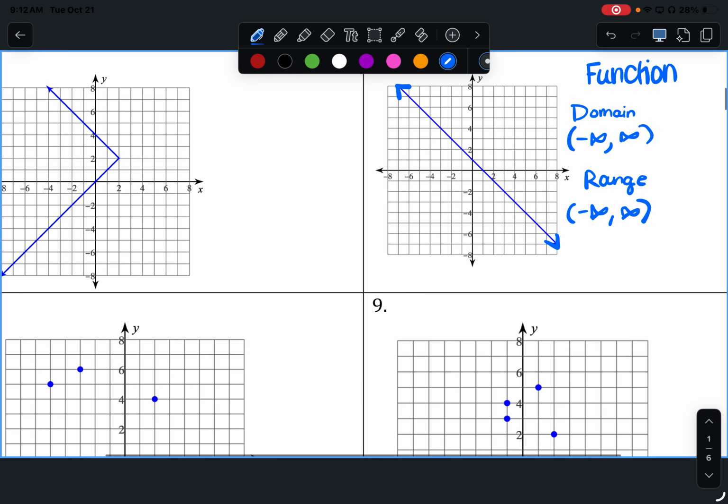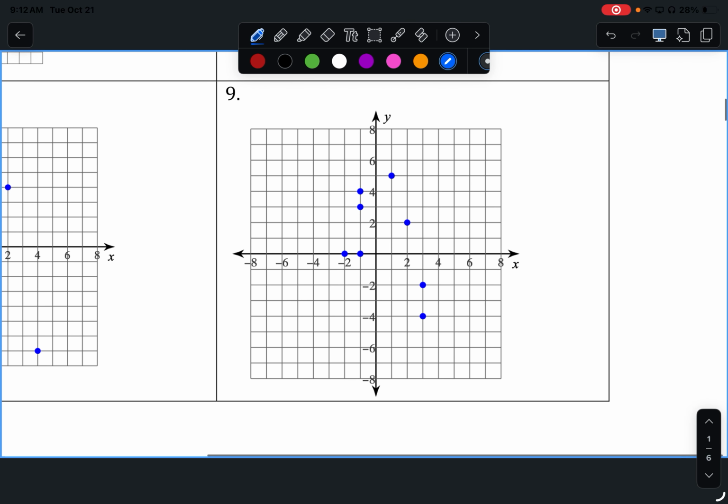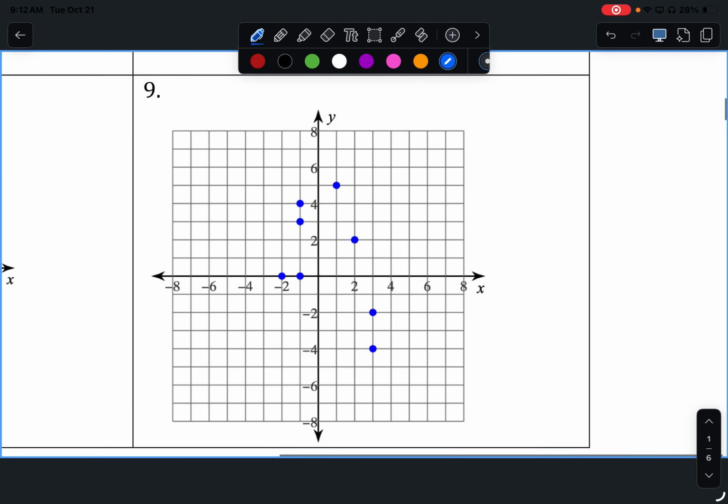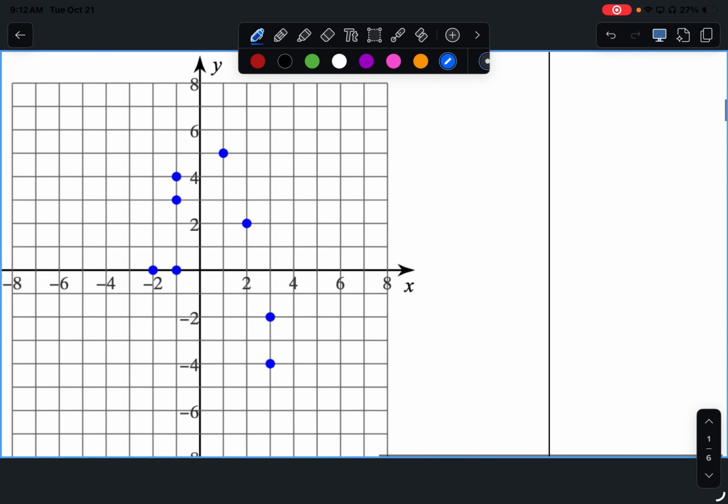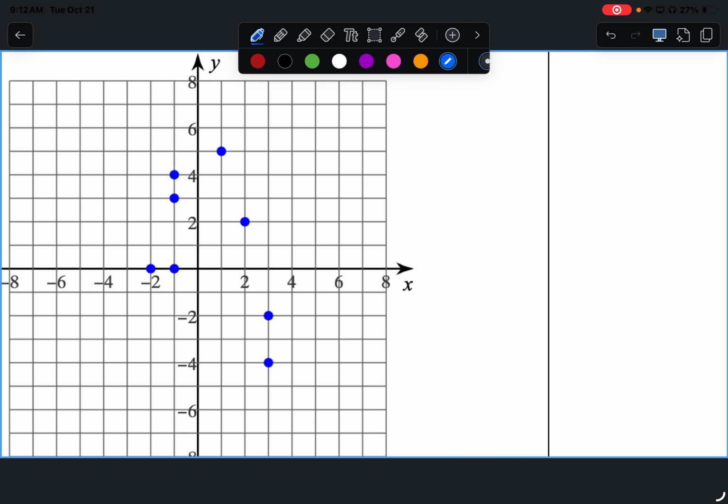Now, we're going to go and look at number 9. So number 9 is just points on a graph. Okay, it's a bunch of points. So does that pass the vertical line test? So that means it is not a function. Where does it not pass at?